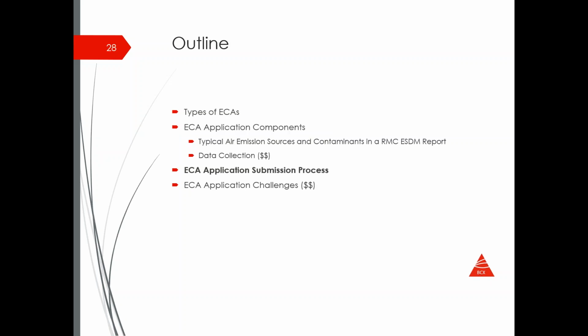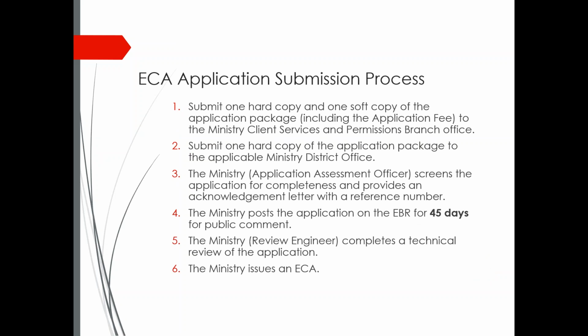And the ECA submission process. So first we have to submit one hard copy and one soft copy of the application package to the Ministry Client Service and Permissions branch, also known as the Approvals branch. One hard copy to the district office where the plant's located.